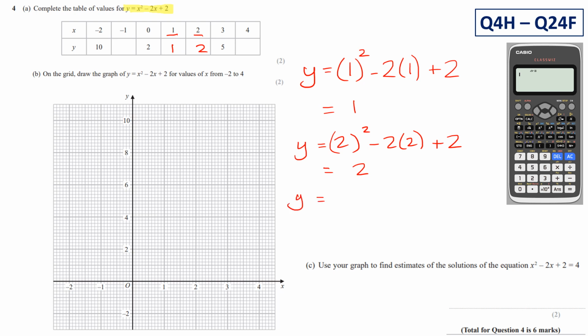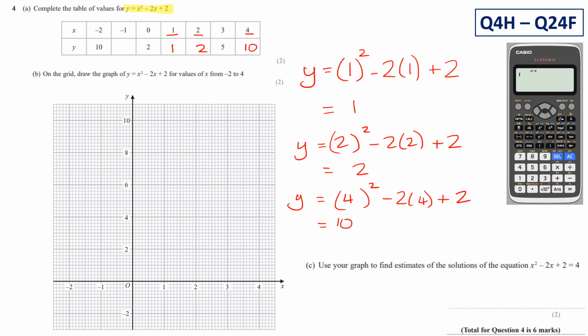I also need to work out what happens when x is 4. 4 squared minus 2 times 4. And then add the 2. Again, I'm going to type this into a calculator. 4 squared is 16 minus 8 gives us 8 plus the 2 gives us 10. But you're going to type that in, including the brackets, exactly as I've written.